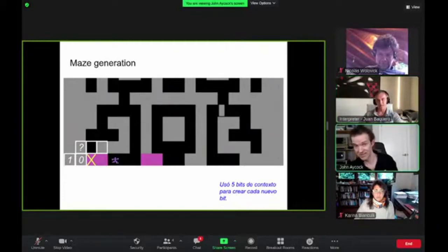Entombed's algorithm selects a new bit for a maze row using a Tetris piece-shaped amount of context, 5 bits of it.